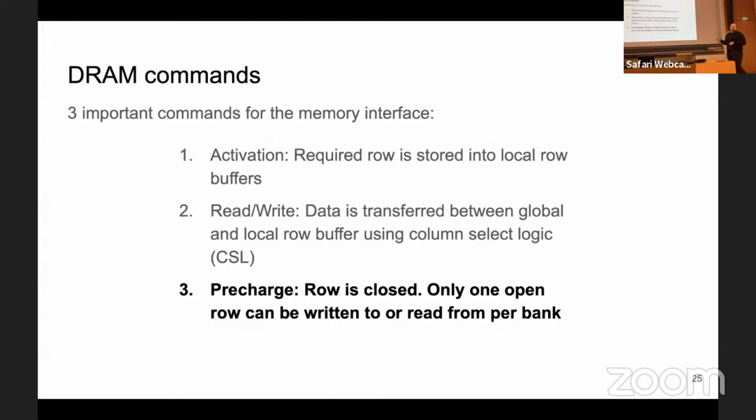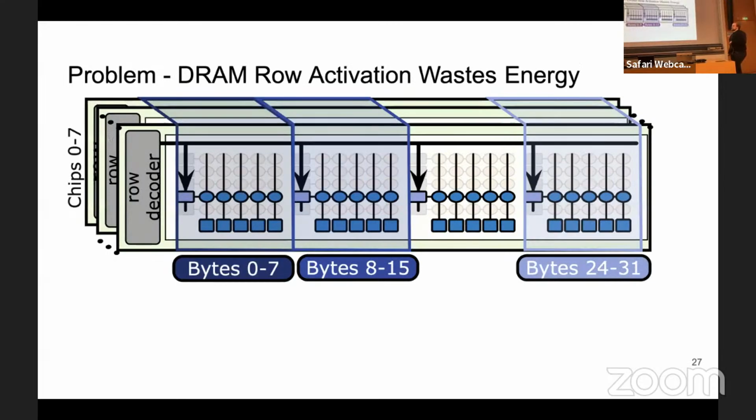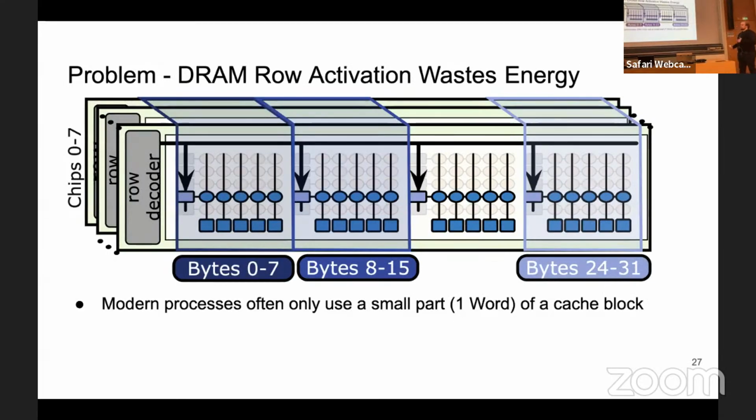It closes the row, and important for us is basically also that it has some free bits in the command that isn't used there. Okay, so you might have already noticed this maybe, but there are some inefficiencies in this that I also alluded to earlier, and that's that we often only use a small part of a cache block, but we activate a huge part of memory, even more than a cache block, and then we read and write only at cache block granularity, so we spend a lot of energy activating and moving around data that we never care about.